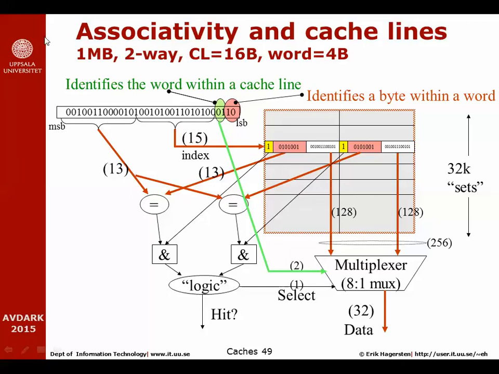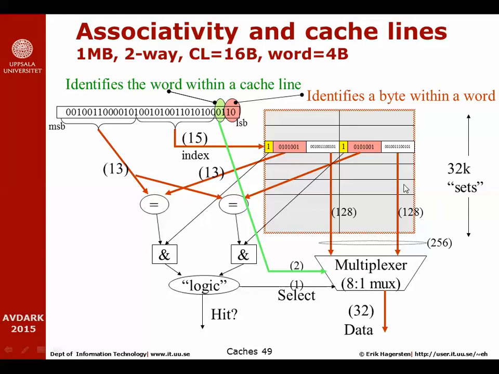If you'd like to combine the associativity with a larger cache line, you may have a design that looks like this. So here we have a 1 megabyte cache. It's a two-way set associative cache. The cache line size in this example is 16 bytes, and a word is 4 bytes. So that means that we're reading out 16 bytes here, 128 bits, but we're only going to give 4 bytes back to the processor.